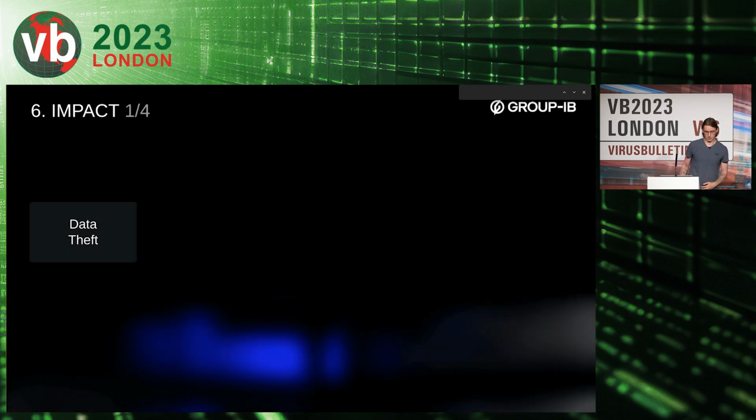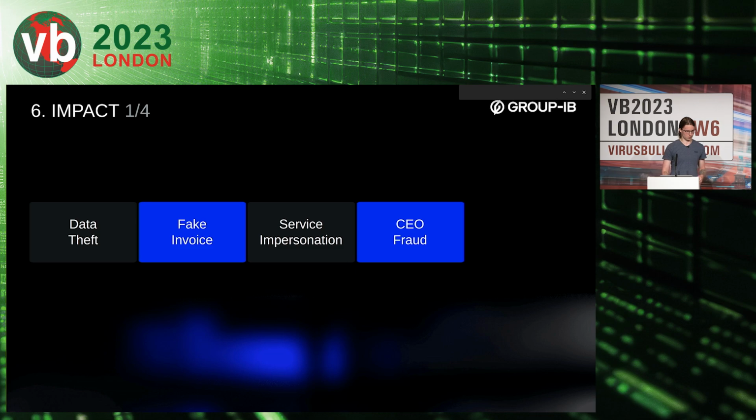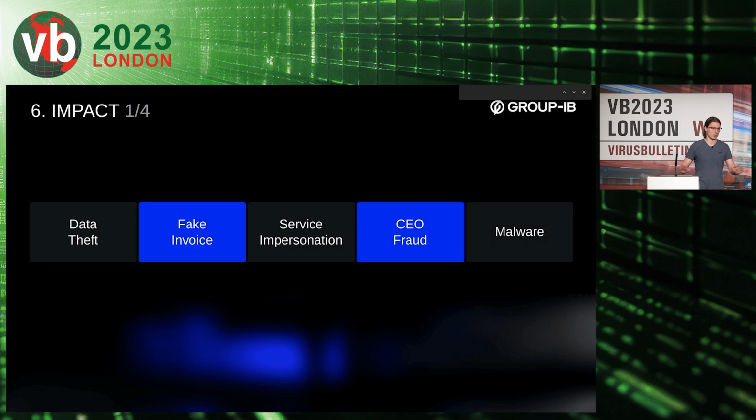So what can you do with these kind of tools? Well, data theft is one of them. Fake invoice, service impersonation, CEO fraud, malware. These are just a couple of things you can do, a couple of angles you can use in order to advance the phishing campaign.